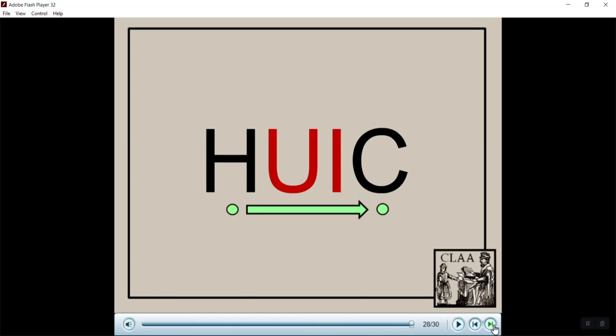Here's another Latin word with the diphthong ui. Point to the green dot under the consonant h, and we'll read this word together. Huic, huic.